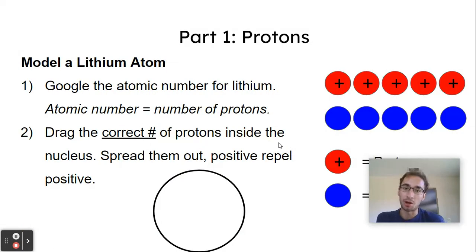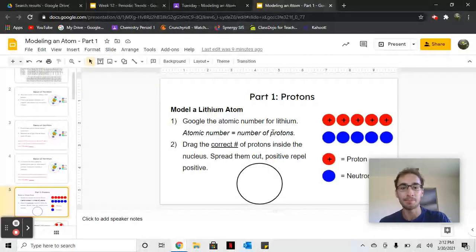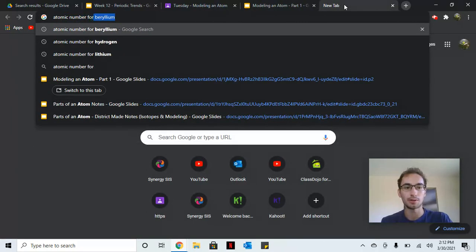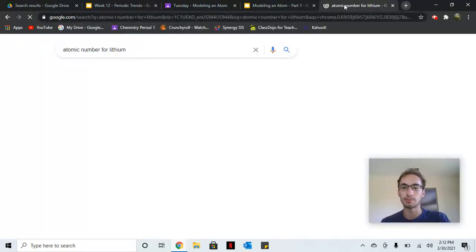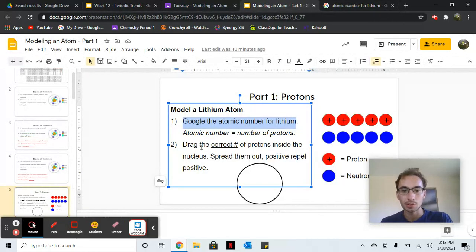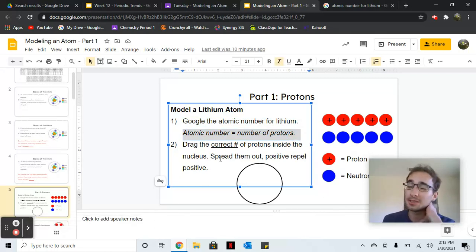Next, we're going to start with modeling a lithium atom, and I'm going to show you the process of how to draw them. Part 1 is the protons. Google the atomic number for lithium. Here we go. That is 3. Atomic number is equal to the number of protons. So the atomic number tells me how many protons there are in the element.